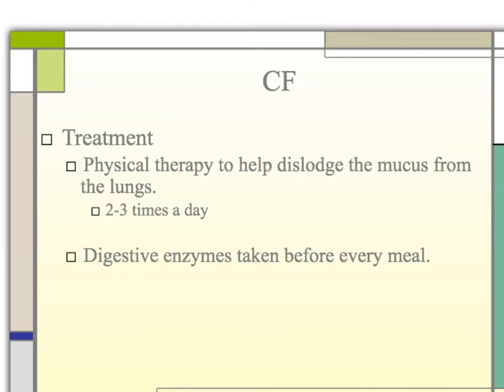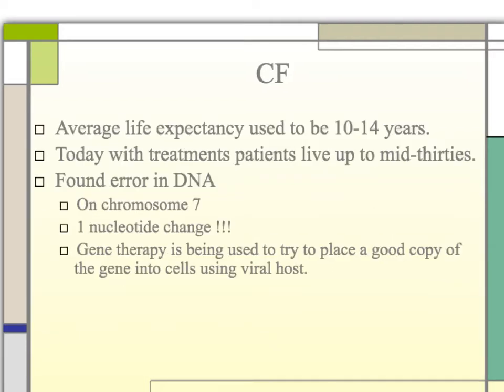All right, the treatment in CF includes physical therapy to help dislodge the mucus from the lungs. They'll do this 2 and 3 times a day. And as I mentioned in the last slide, they will take digestive enzymes before they eat any food. So the average life expectancy of a child with cystic fibrosis used to be 10, 14 years tops. With today's treatments, though, patients can live up until their mid-30s, and hopefully with more technology, even longer.